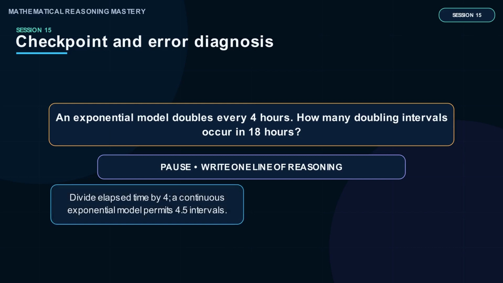First hint. Divide elapsed time by 4. A continuous exponential model permits 4.5 intervals. Use the hint to repair the setup, then finish the reasoning yourself. The accepted answer is 4.5. Explain why it works, and name the earliest line that would reveal a likely error.